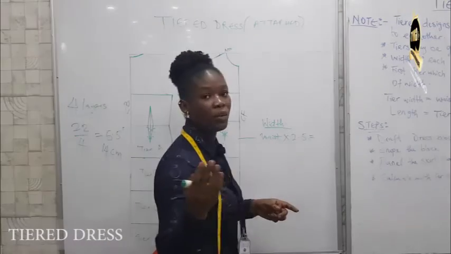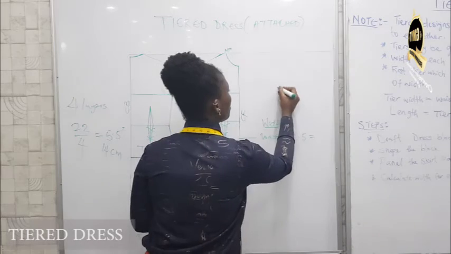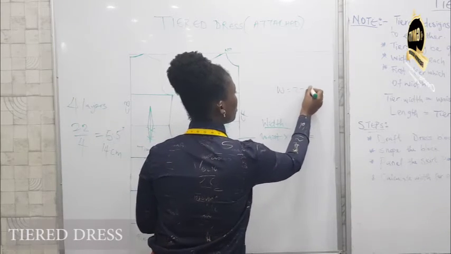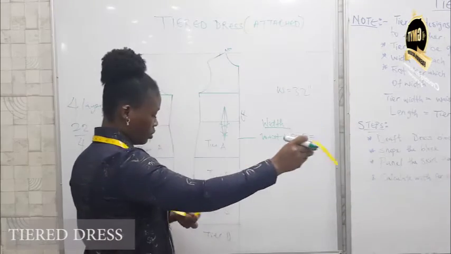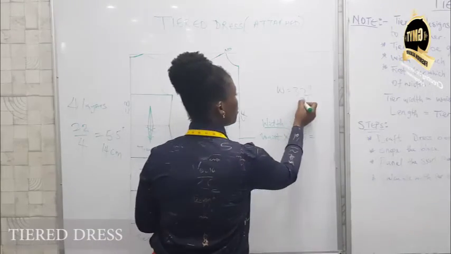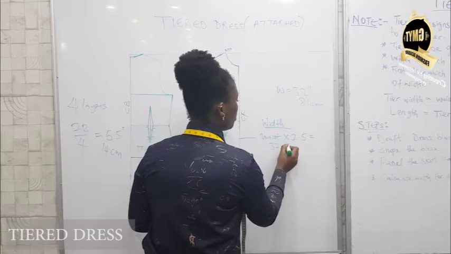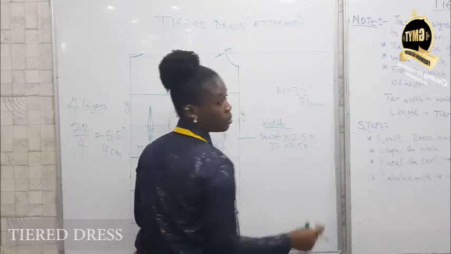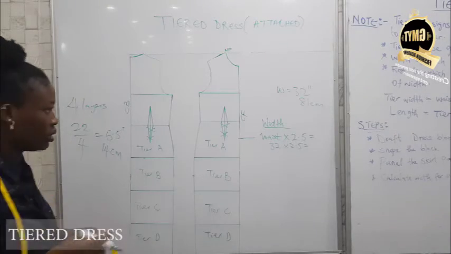So let me say my waist is 32 inches. In cm is 81. So 32 times 2.5 gives me what? 81 times 2.5 is 202.5.